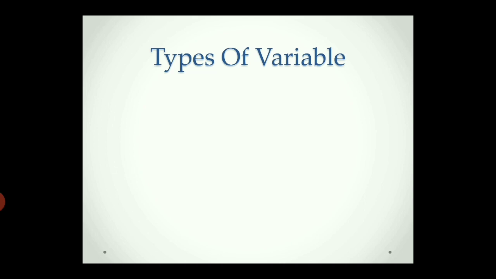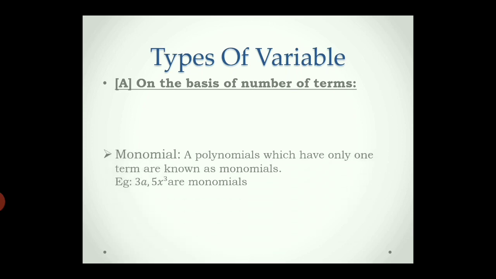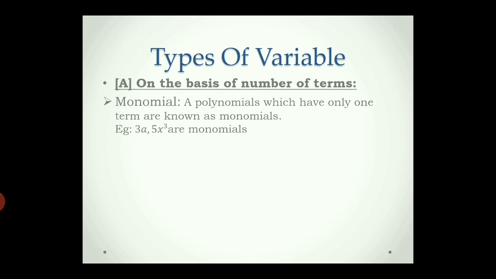Next is types of polynomials. Now, polynomials can be classified into two types. The first is on the basis of number of terms and the other is on the basis of degree. First we will study the classification on the basis of number of terms. It is further classified into three.